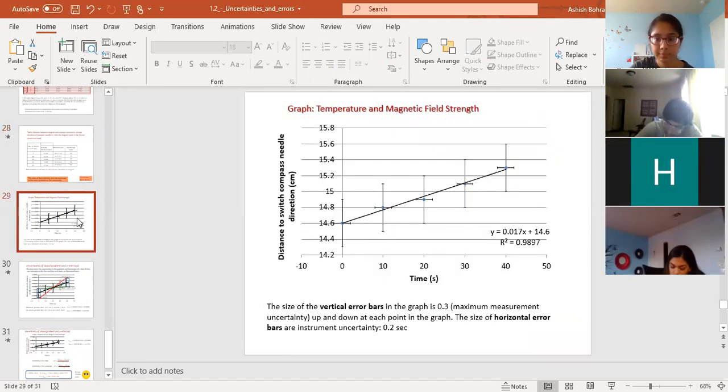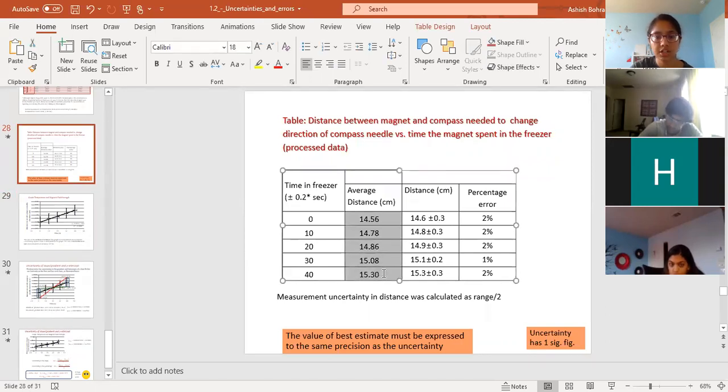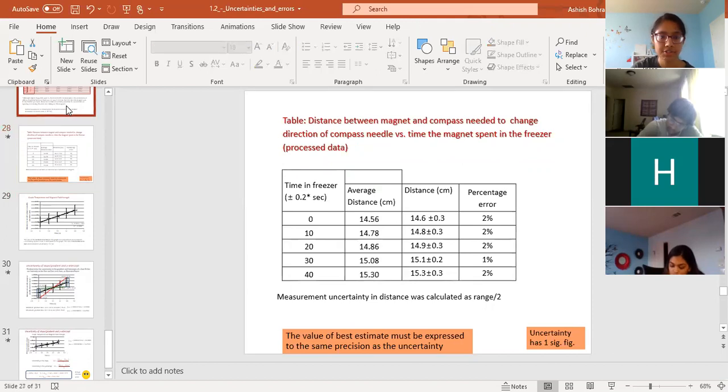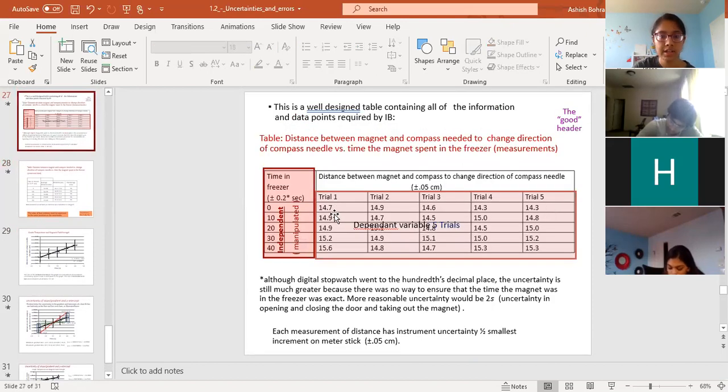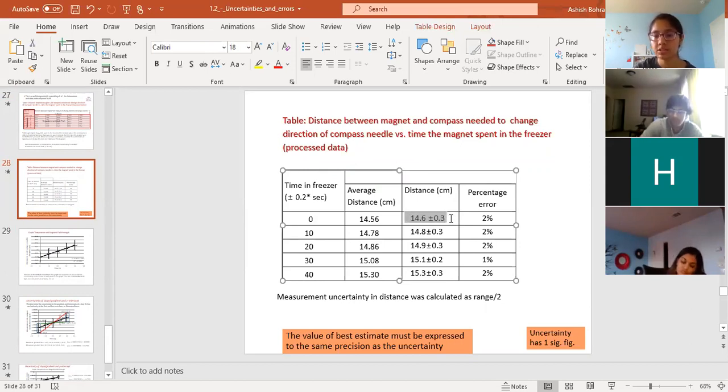So how come there's average distance and then also distance? Is that just the rounded version for the one on the right? Average distance is just taking the averages of these trials, right? And then the distance is what you would state if you had to say how much the distance was for 0 seconds. This is what you would state, because you need to include the 0.3, the uncertainty, in your stated measurement. Oh, okay. Thank you.